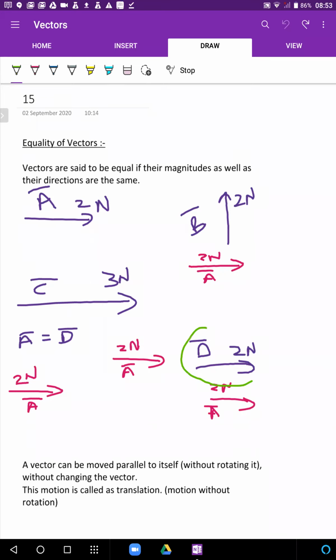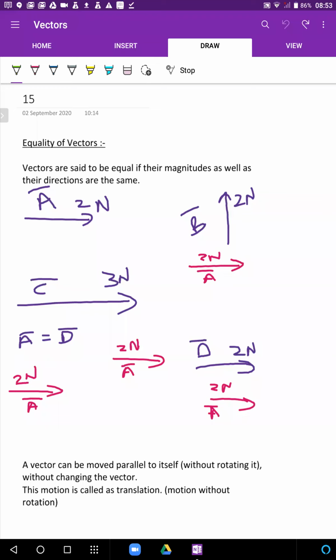Here, if I draw a new vector, I give it the name d bar, and it so happens that d bar has the same magnitude and d bar has the same direction as a bar. What will we conclude? We'll conclude and say that a bar is equal to d bar. Okay, so that's the idea for equality. But now this idea leads us to something very important.